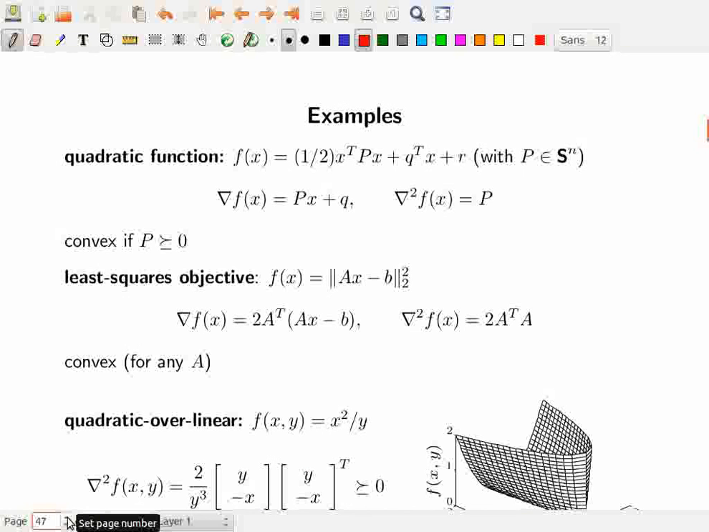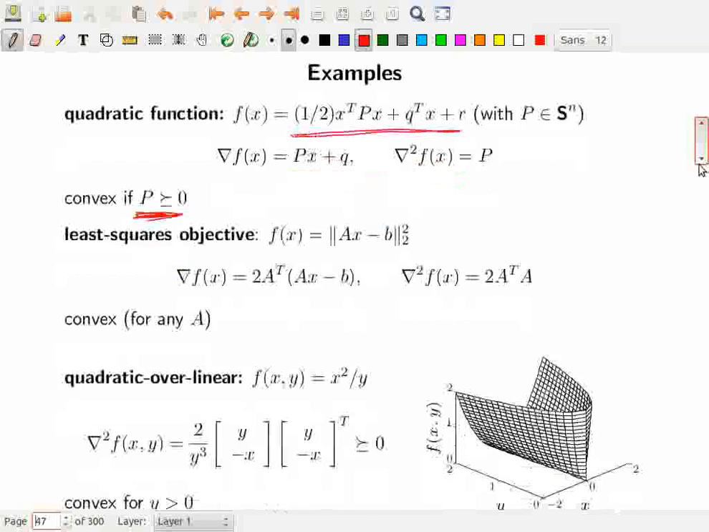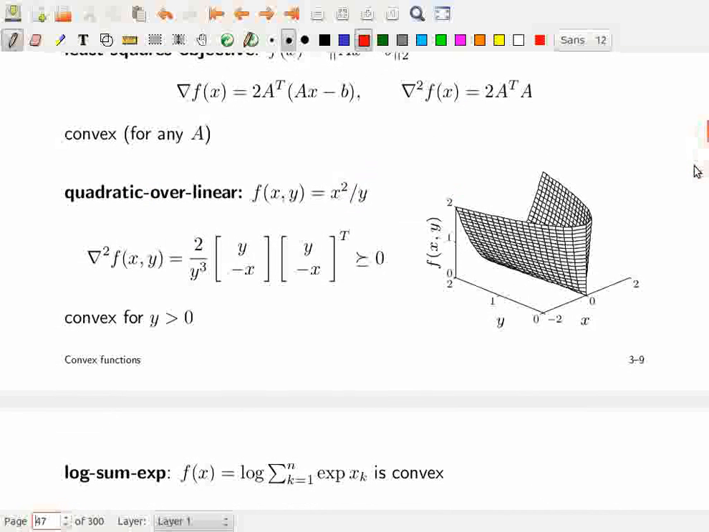We had some examples. Here we use the second order condition to prove that this function is convex. We use the same proof for the perspective function, and we find that if y is bigger than 0, the function is convex.